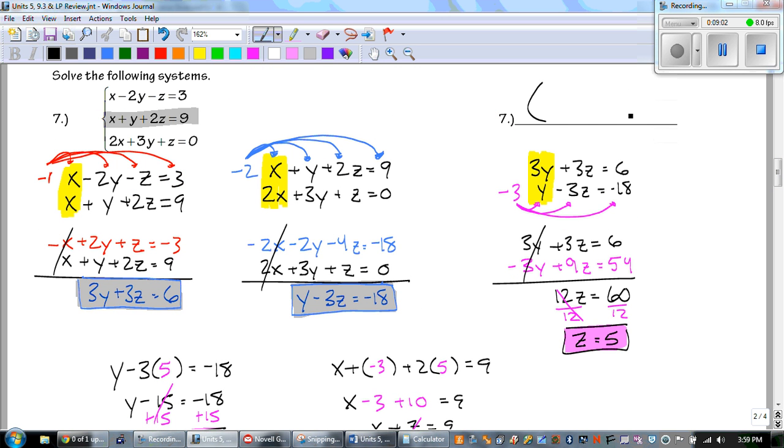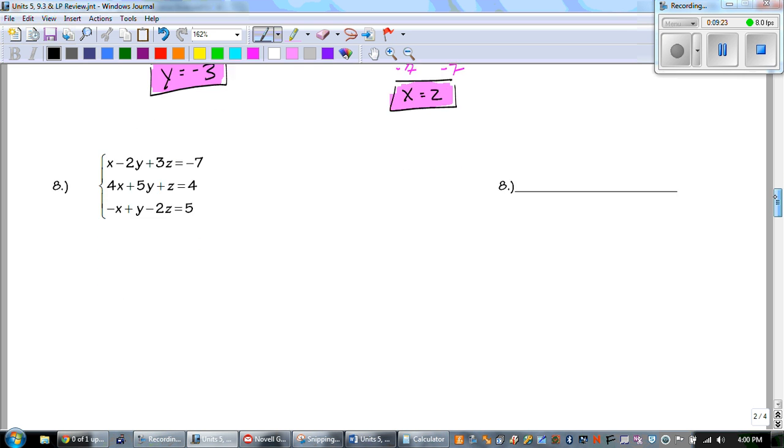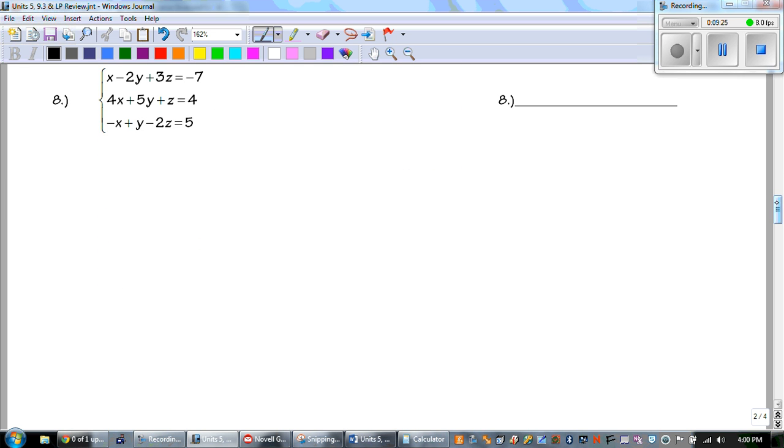Let's just make sure we put our answers in order. Remember, it goes x, y, z. So x was 2, y was negative 3, and z was 5. Okay, good job. Ready to do it again?